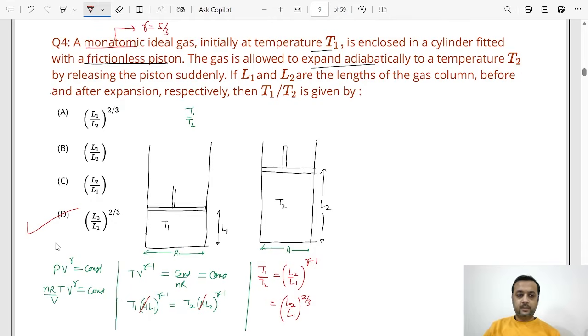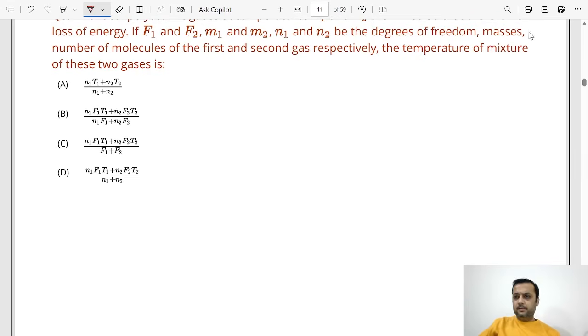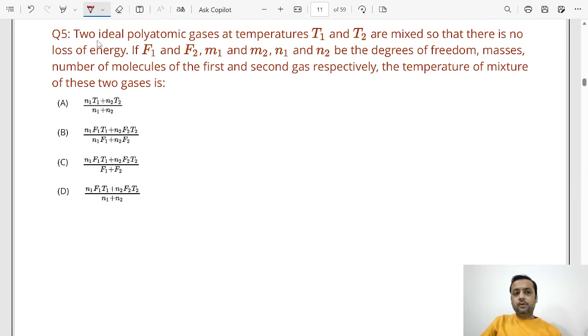All right, then let us see the next question. Two ideal polyatomic gases at temperature T1 and T2 are mixed so that there is no loss of energy. If F1, F2, M1, M2 and N1, N2 are the degrees of freedom, masses, and number of molecules of the first and second gas respectively, then what is the temperature of the mixture?